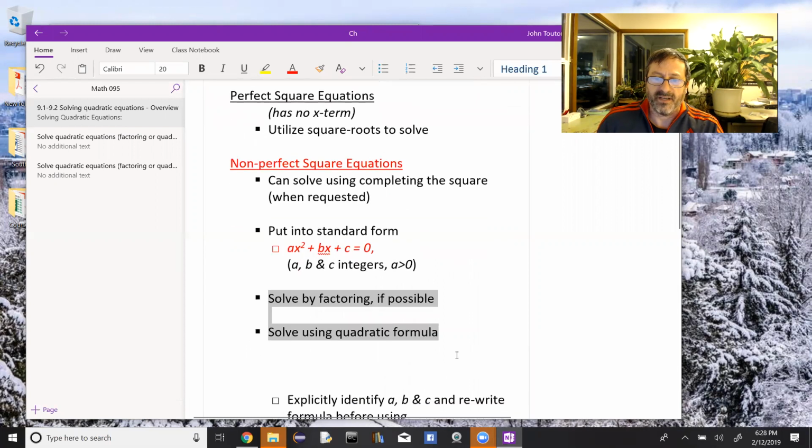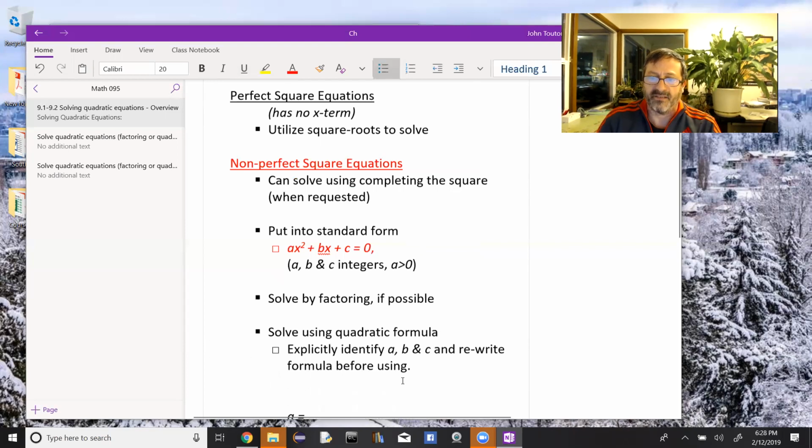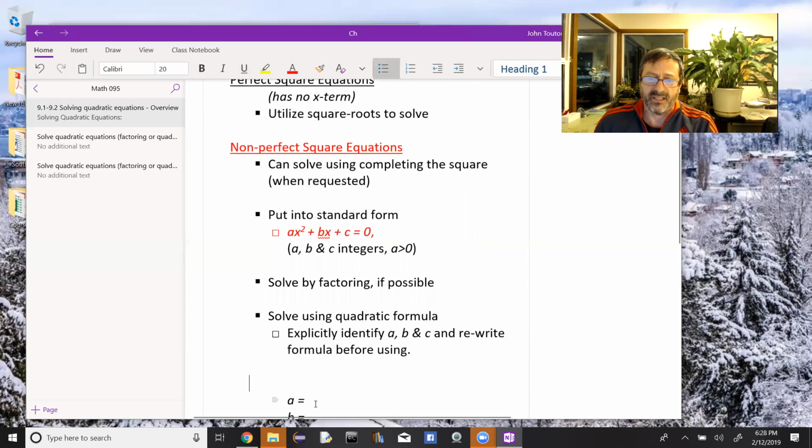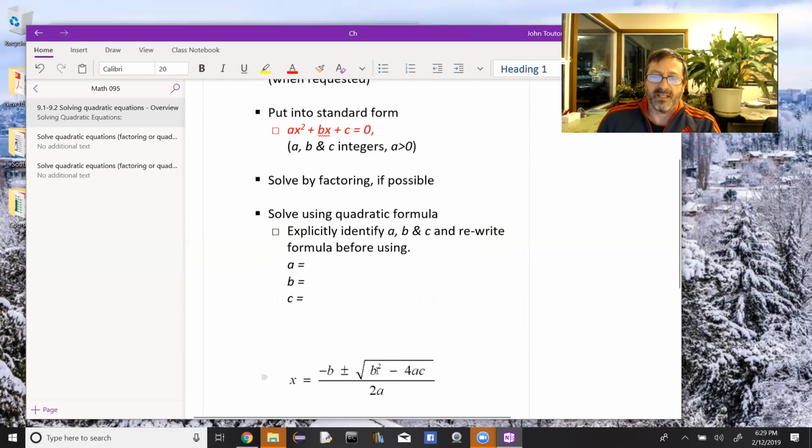And if we are using the quadratic formula, what we'll want to do is explicitly identify the coefficients a, b, and c, and actually rewrite the formula before we use it. So what do I mean by that? We're going to explicitly write out a equals this number, b equals that number, c equals that number, and then we'll rewrite the formula, which is here.